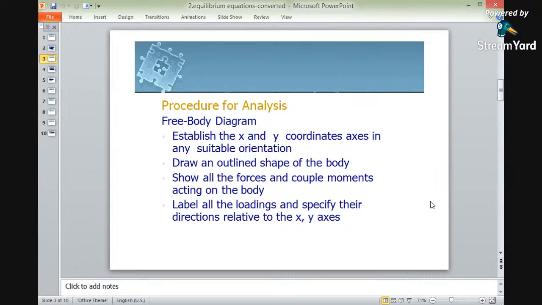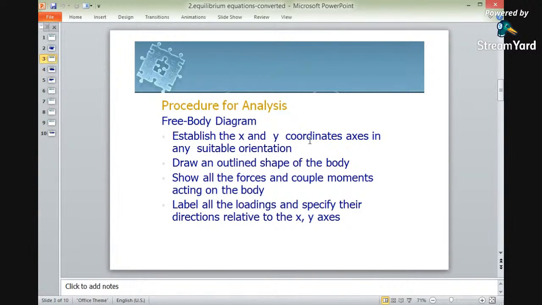So for the free body diagram, we have to establish the x and y coordinate axes in any suitable orientation, and also we have to draw the outline shape of the body. If a number of couples or a moment are acting on a body, then we have to draw the different forces and moments and their effect along the x and y directions, and specify their directions related to x and y. So first, in order to solve equilibrium problems, we have to draw the free body diagram depending upon the x and y directions.